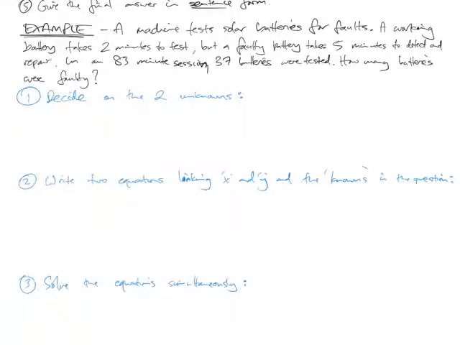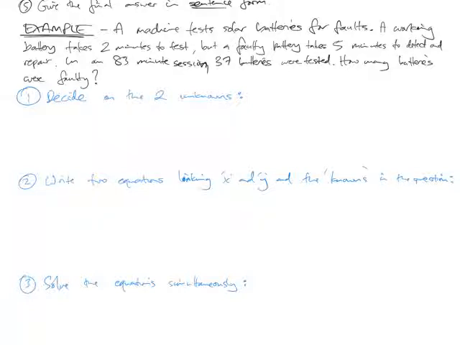So let's run this example here. A machine tests solar batteries for faults. A working battery takes 2 minutes to test. A faulty battery takes 5 minutes to detect and repair, so you need 5 minutes to deal with that compared to 2 for a good battery. In an 83-minute session, 37 batteries were tested. So how many batteries were faulty?